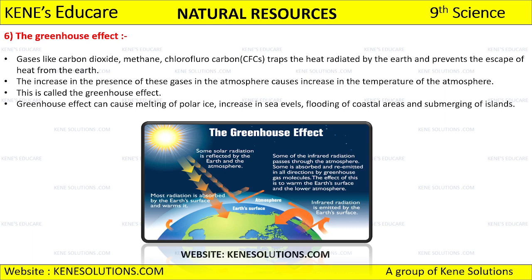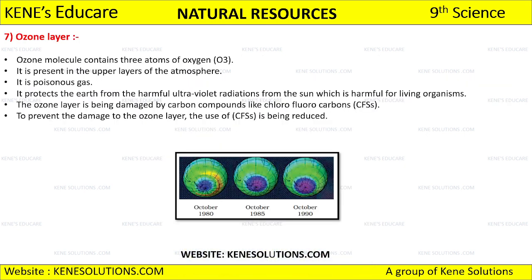Now after this, the next thing that we have is with respect to the ozone layer. For the ozone layer, we have the following information: the ozone molecule contains 3 atoms of oxygen. How many atoms of oxygen? Ozone has 3 atoms of oxygen, that is O3.